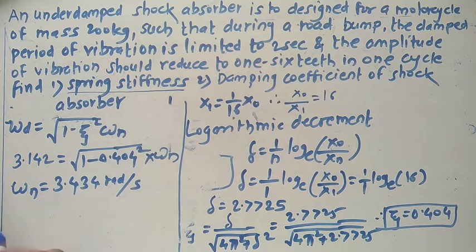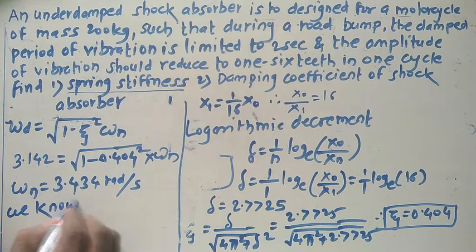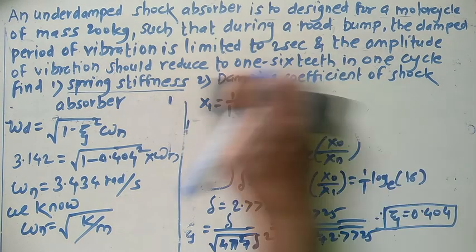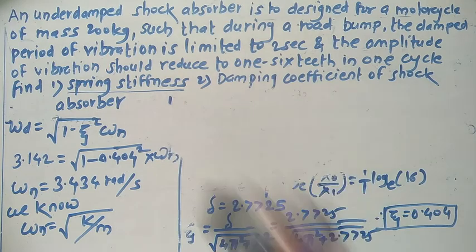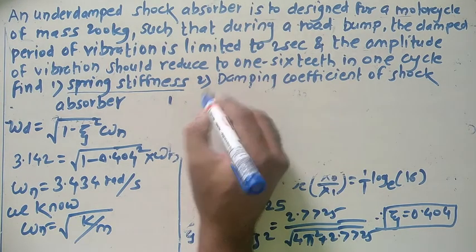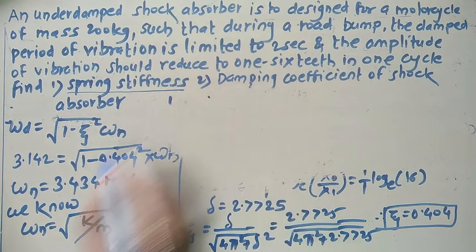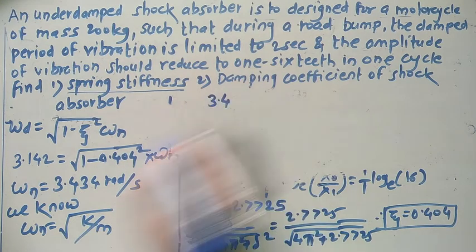Once we get this value, our first aim is to get the value for spring stiffness. We know the relation omega n equals square root of k by m. From this relation, our target is to get the value for k. Omega n is already calculated, so just substitute the value for omega n here.